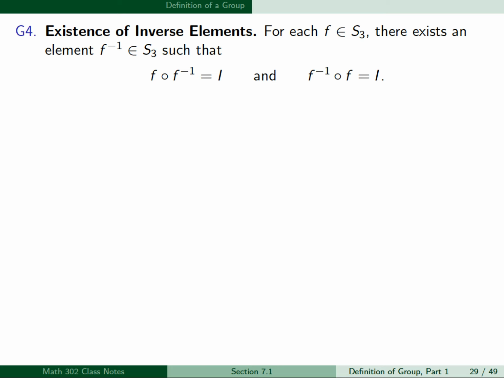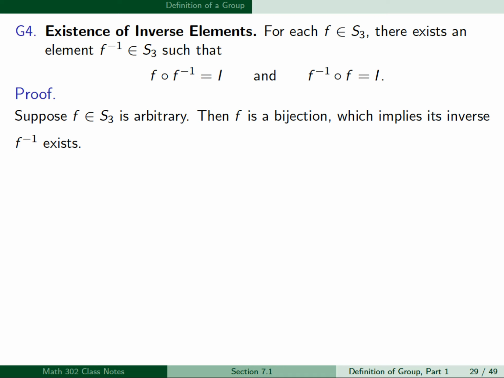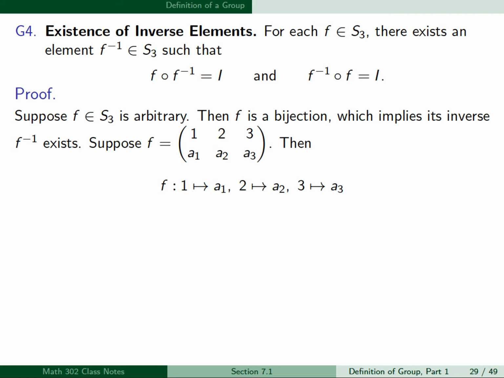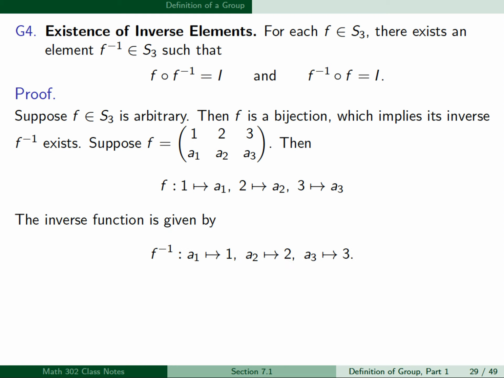Finally, we have G4, the existence of inverse elements. So let's suppose that F is an arbitrary permutation in S3, then F is a bijection, which implies that its inverse, F inverse, exists. And if we suppose that F is the permutation that maps 1 to A1, 2 to A2, and 3 to A3, then written in arrow form, we have F as shown. And the inverse function will be given by, so the inverse undoes what F does, so the inverse function F inverse will map A1 to 1, A2 to 2, and A3 to 3.